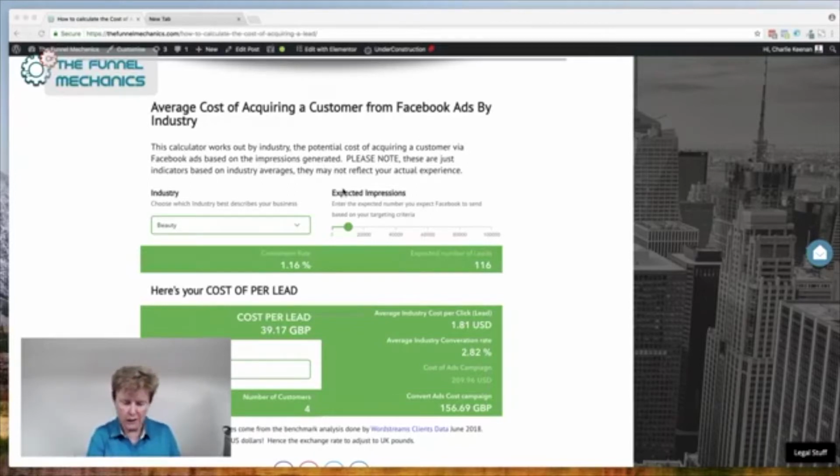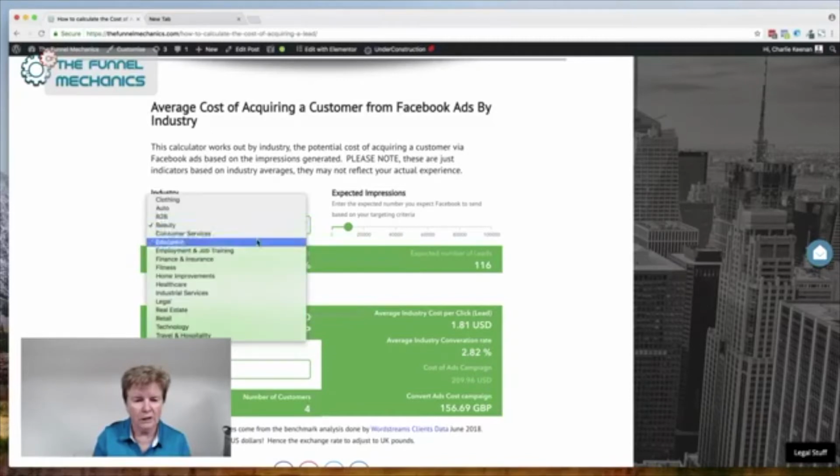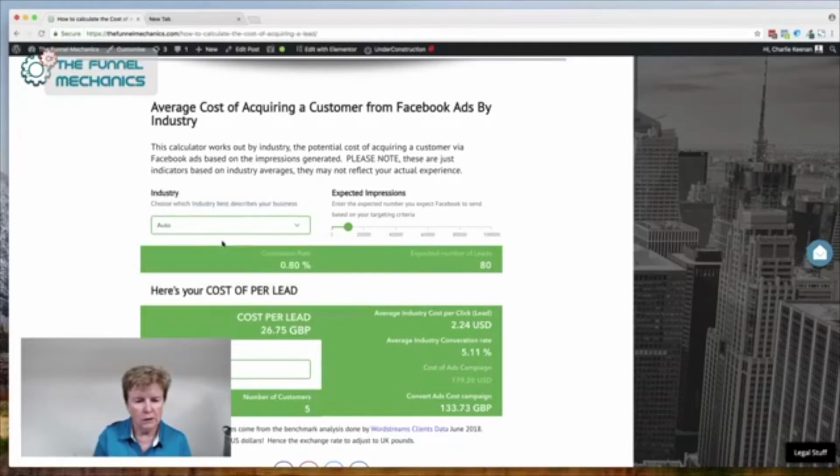Now, the data came in dollars, so I've put a conversion in for the UK based on what we think the current rate may be, but in essence, it's just to give you an indication. This is not what you'll necessarily see in reality. So if we click here, you can drop down on the calculator. You can see all the different industries that we've got. So we've got auto. As you can see, it changes as we go through.